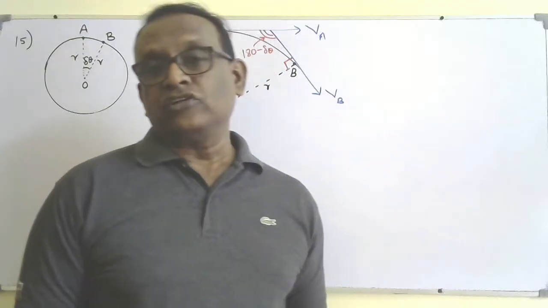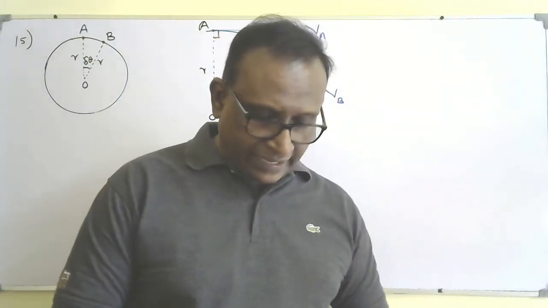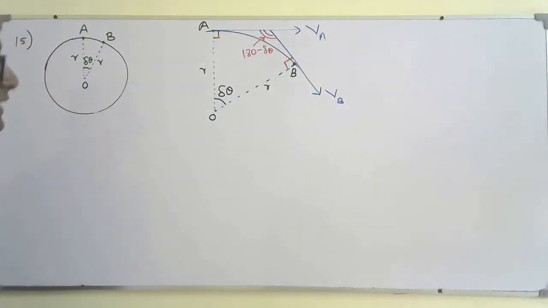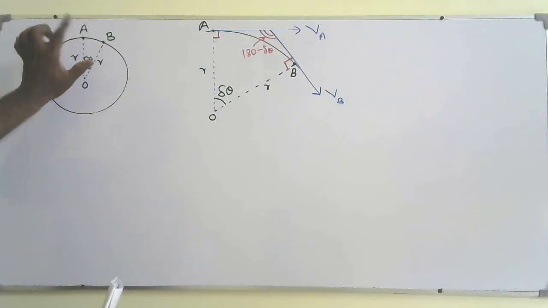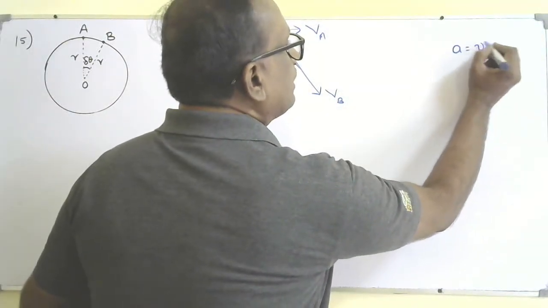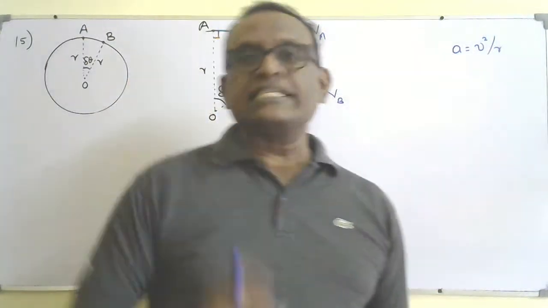Derive the equation a equals v squared over R. You can find this derivation in all books, but I'll derive it again. When we derive it, we take two positions. Actually, this equation a equals v squared over R, we can use even when the speed is not constant. At an instant we can use it.